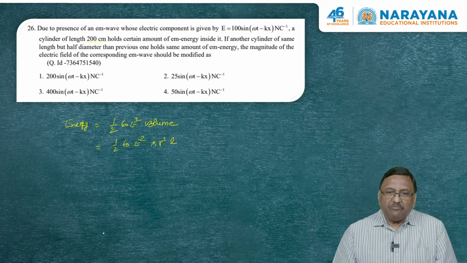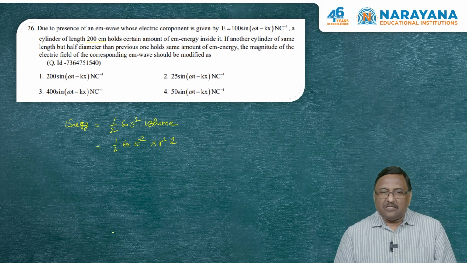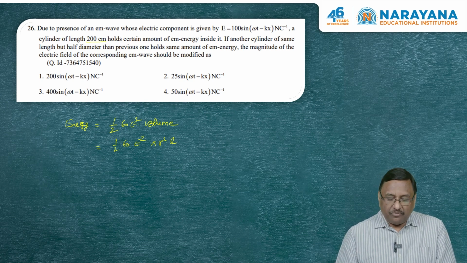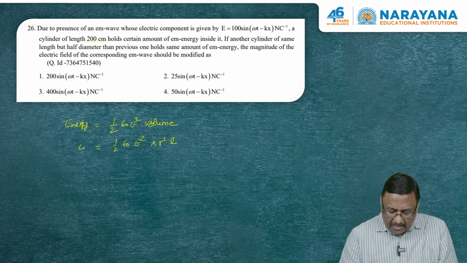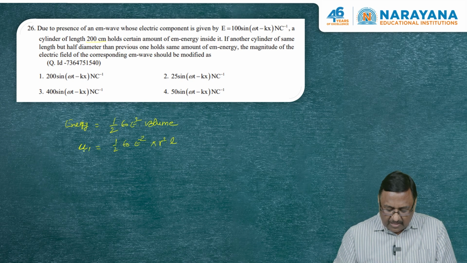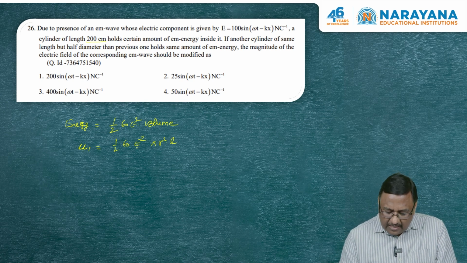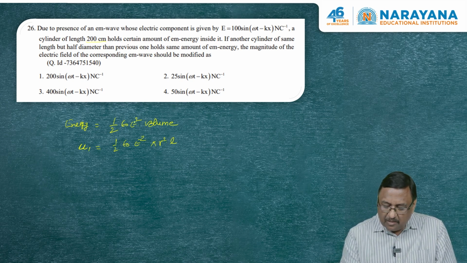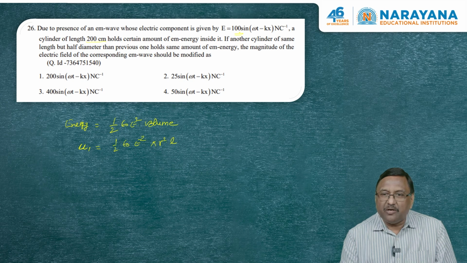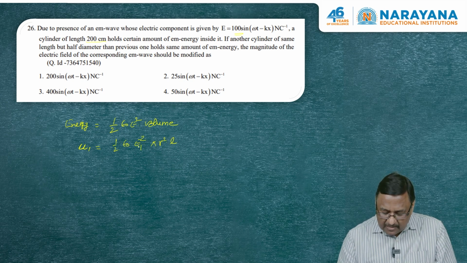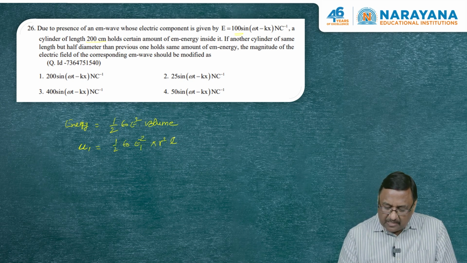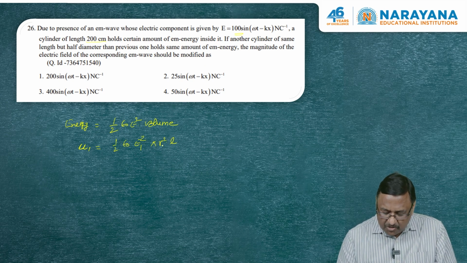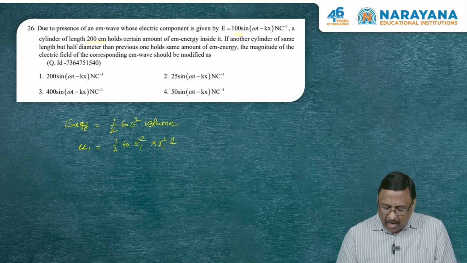Now we can understand from this question, another cylinder of the same length but half the diameter. Suppose I denote energy by U. So let me say U in the first case is U1, and the magnitude of the electric field intensity given in the question is 100, so I can consider it as E1. Length is the same, but diameter is different, so I choose this as my variable R1.